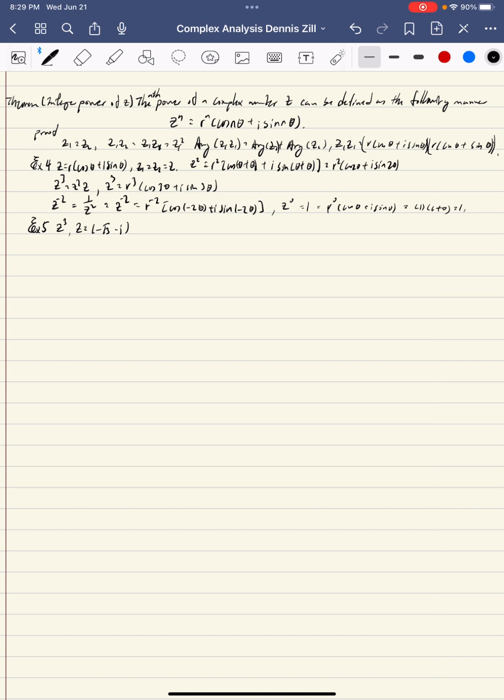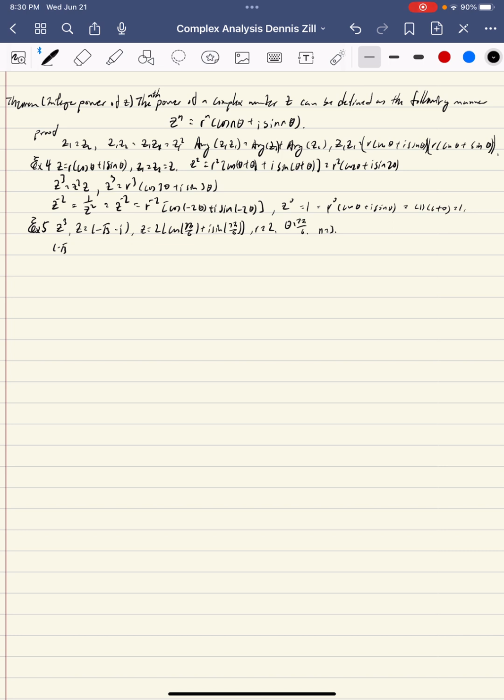Polar representation of z, that is z equals 2 (cos 7π/6 + i sin 7π/6), right? We know our r is equal to 2, and our theta is equal to 7π/6. Now invoke the theorem. Well, sorry, before we invoke the theorem, we know we want to calculate the third power, right? So we want to invoke the theorem.